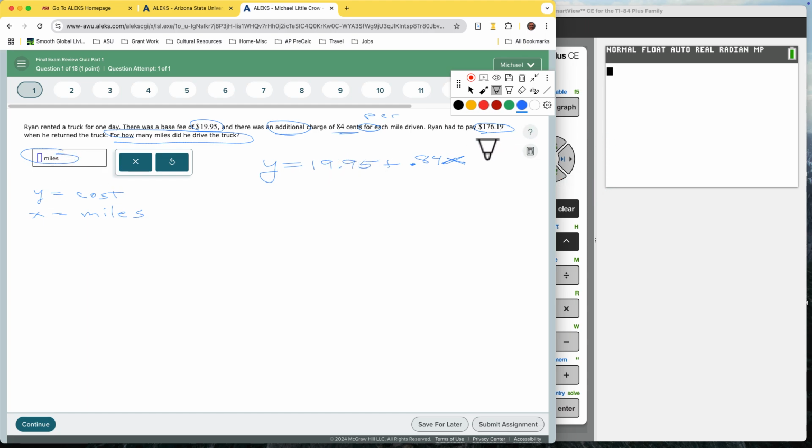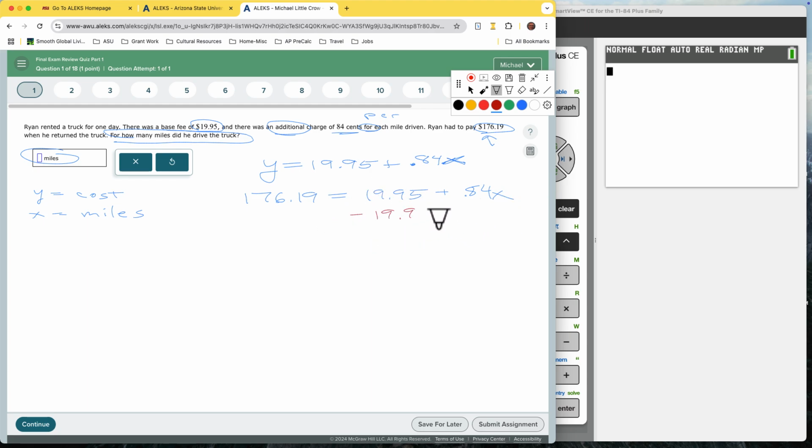Okay. And now we can put in the additional piece of information. How much was the cost? So I guess maybe we really didn't need a Y. The total cost was $176.19. And so we just need to solve this equation for X, the number of miles.